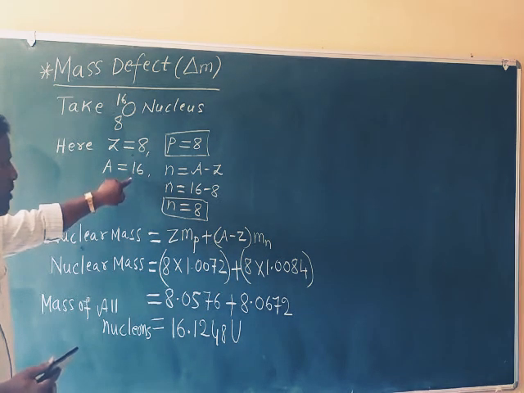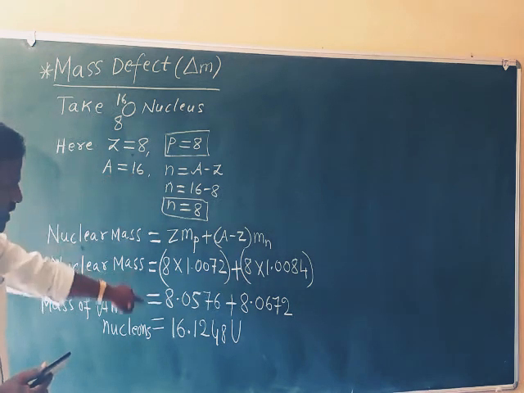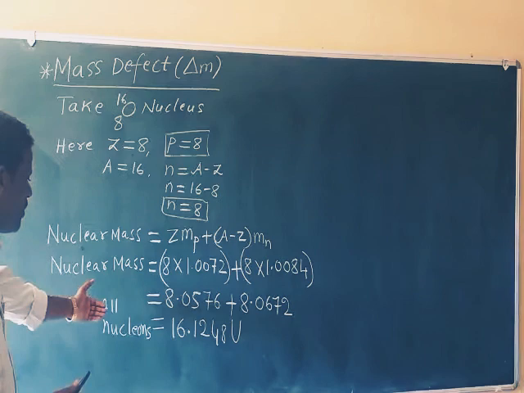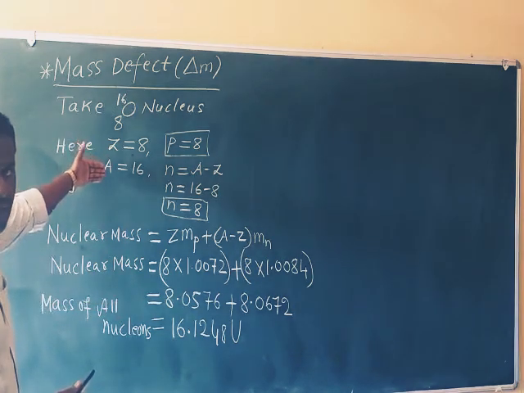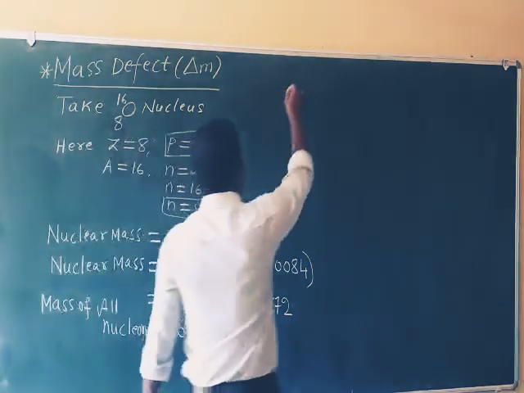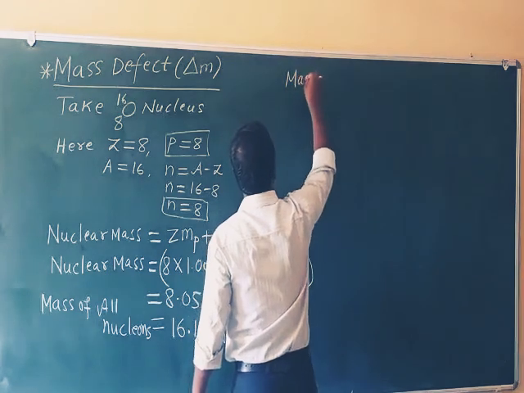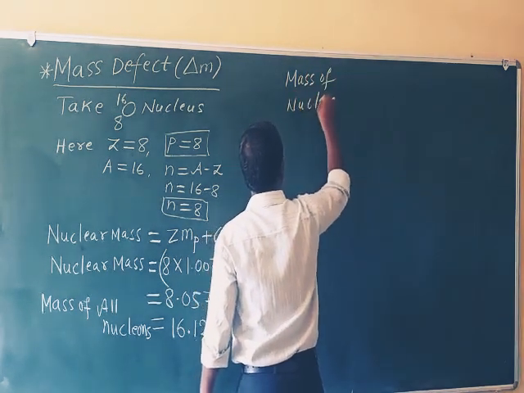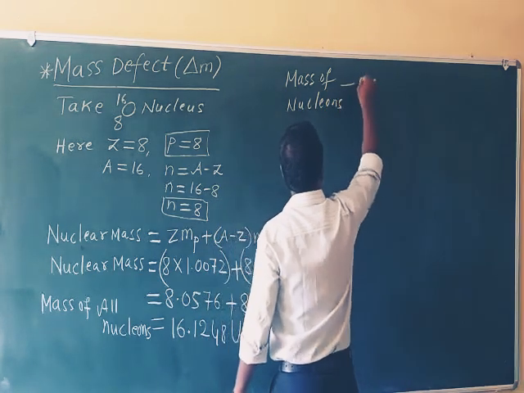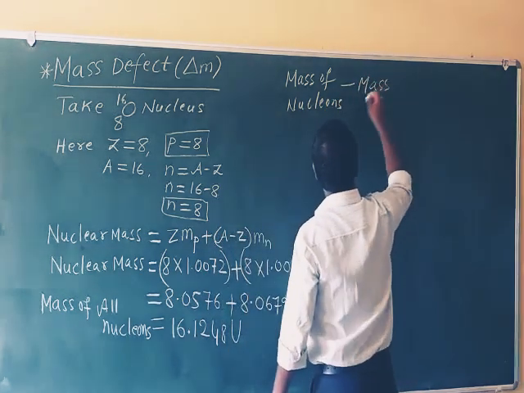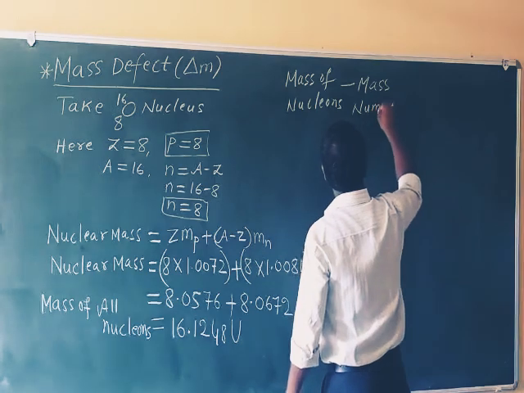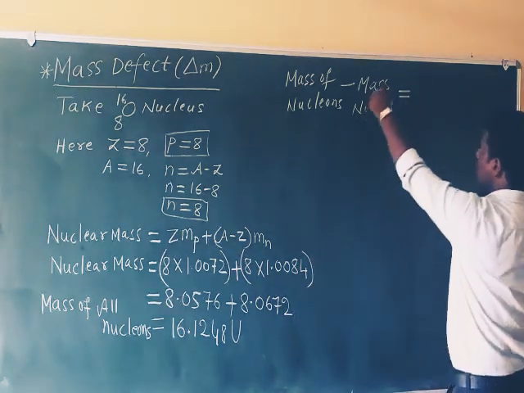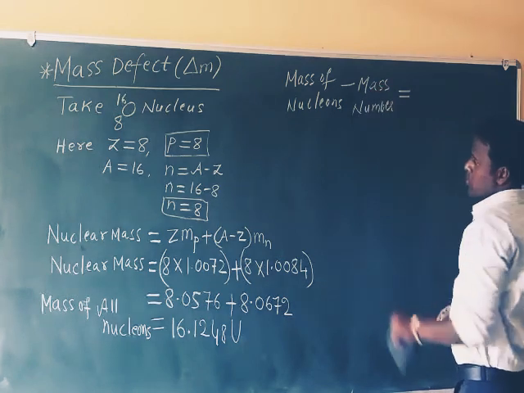See here, actual mass is 16, but the obtained mass is 16.1248. Mass of nucleons is greater than the mass number. This is also called the actual mass of the nucleus.